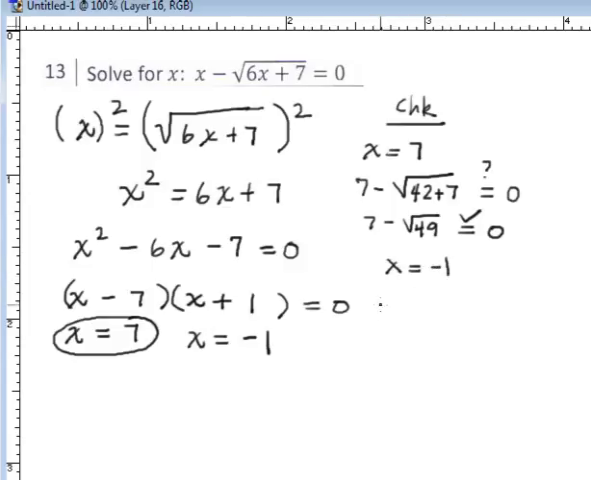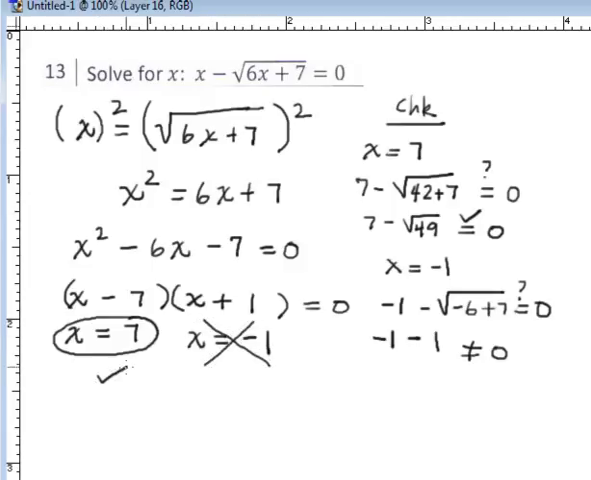Let's check that solution. So here, substituting in, we have minus 1, subtract 6 times minus 1, that's minus 6, plus 7. And is that equal to 0? All right, that's minus 1 minus the square root of 1, which is 1, is minus 2. That is not equal to 0. All right, so this solution is not valid. So we have one valid solution.